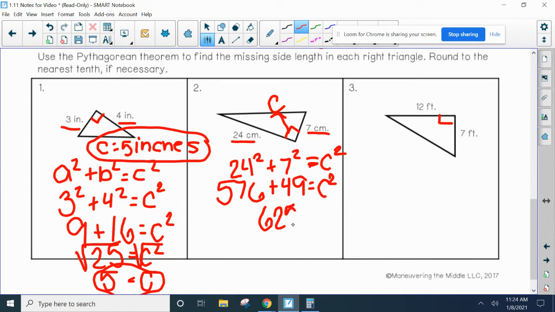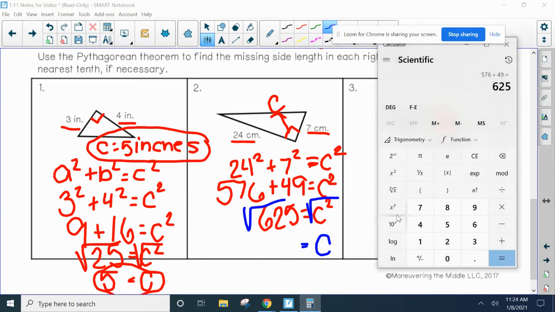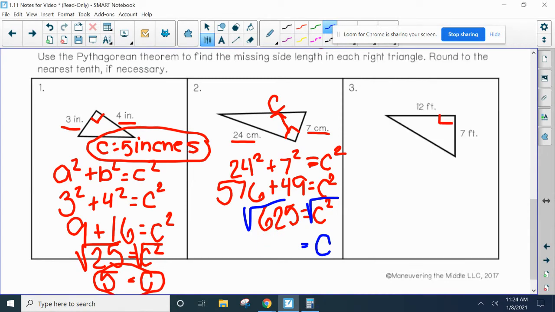Can anyone off the top of their head tell me what number times itself gives me 625? No, you can't. So we don't want C squared. We want to know what that side length is. So we have to take the square root of both sides. I know c times c is going to give me c squared, so the square root of c squared is just c. And then, what's the square root of 625? 25. So 25 times 25 gives me 625.